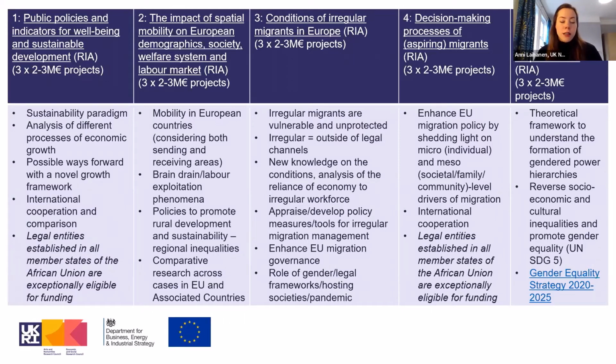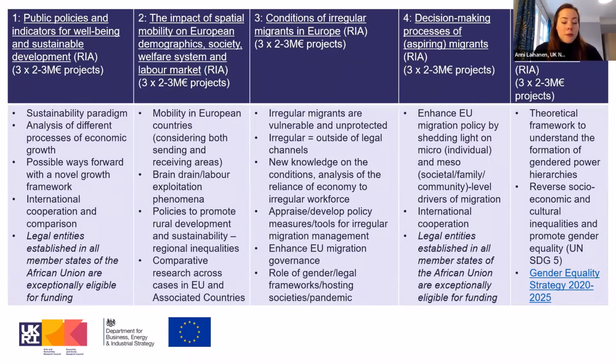And topic 4, again on migration, enhances EU migration policy by shedding light on the micro or individual, and the meso or societal, family and community level drivers of migration. Again, international cooperation is expected to cover the scope fully, so really understand both sides and the thinking processes of migrants. And again, all African Union member states can receive funding.